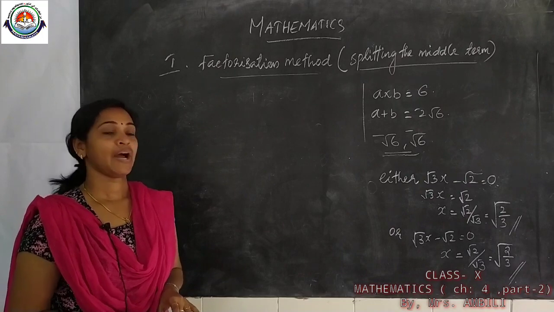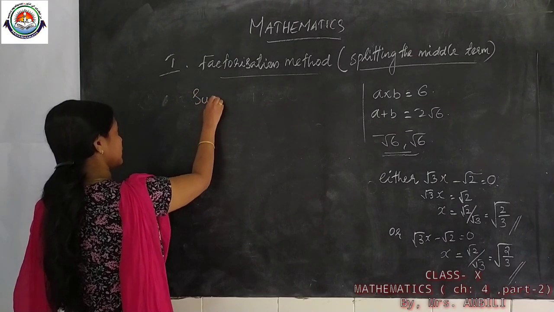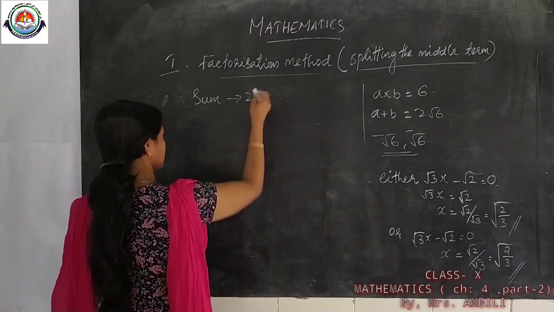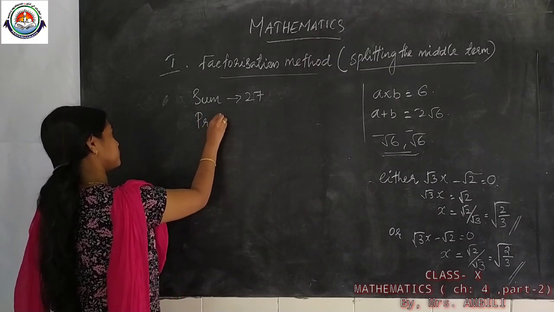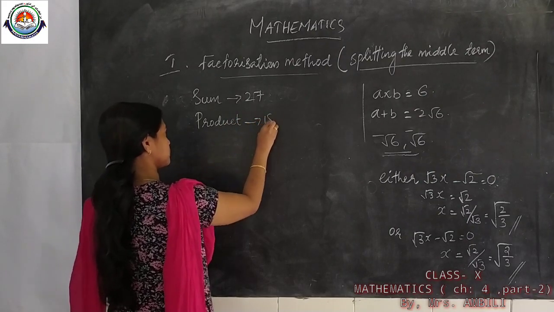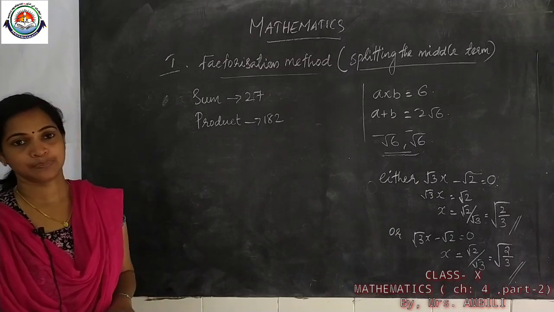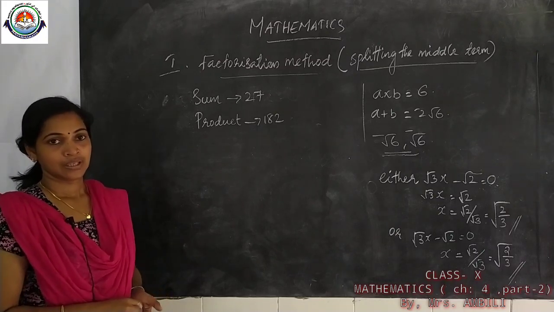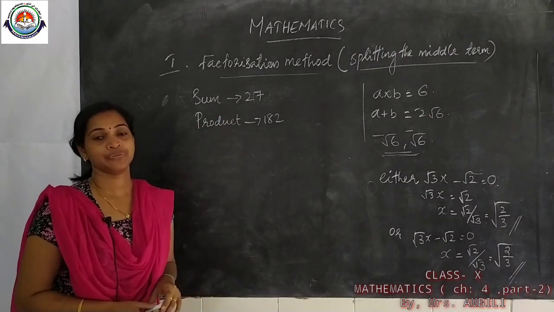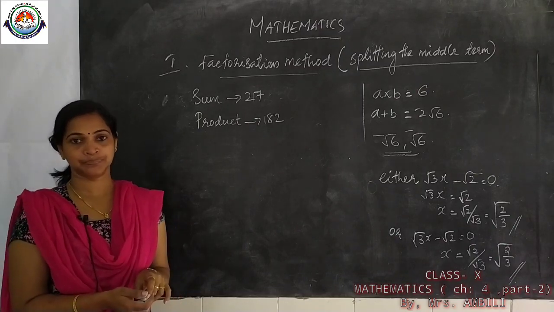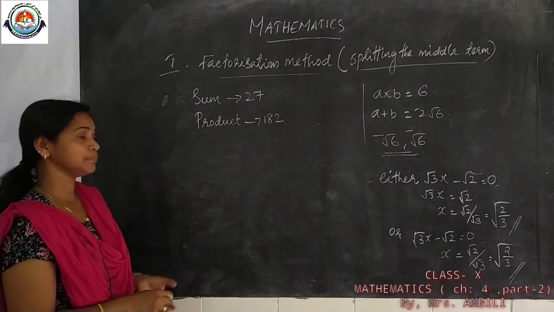Find two numbers whose sum is 27 and product 182. You need to find out the numbers. Sum is given 27 and product also given 182. What are the two numbers? How can we start it? We can start from an unknown number.